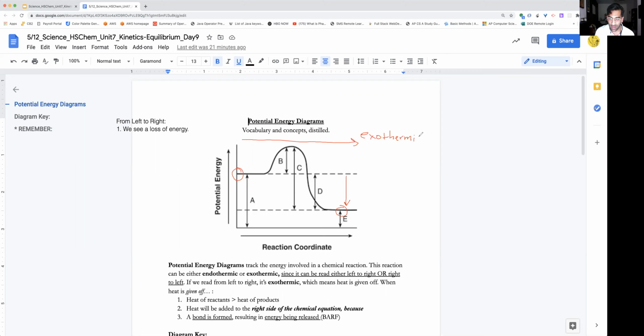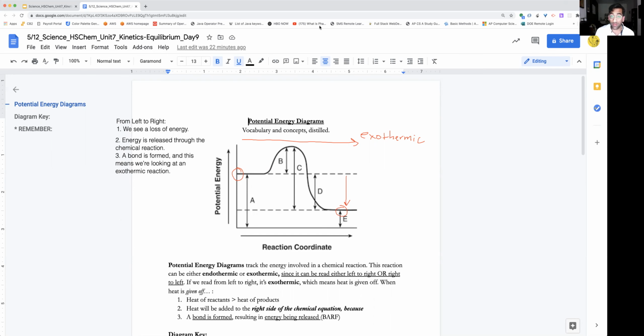Exothermic. And that means that energy is being released, all right? So we see a loss of energy. That means energy is released through the chemical reaction. Finally, we know because of that, a bond is formed. And this means we're looking at an exothermic reaction. Okay, so all of this I can just tell from the graph.